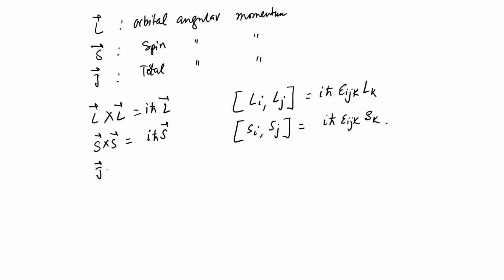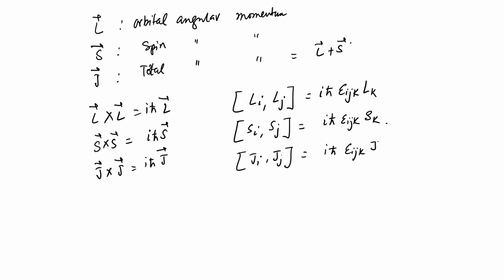And this is all told, and so J is equal to L plus S, and this is equal to i h cross J, and we have J_i, J_j, which are two different components, which is again epsilon_ijk, and so on. Okay. So, these are the commutation relations that we have seen.